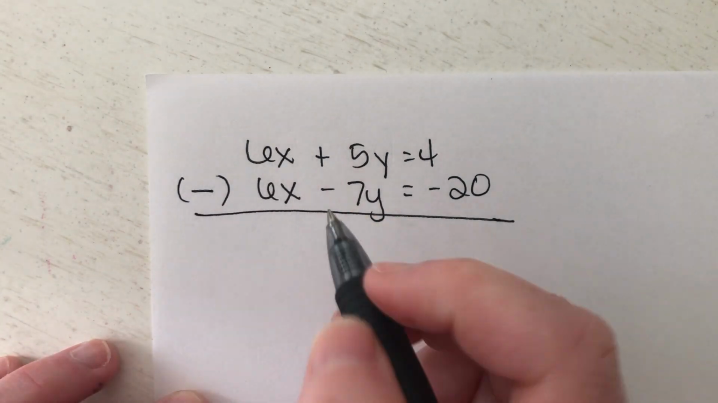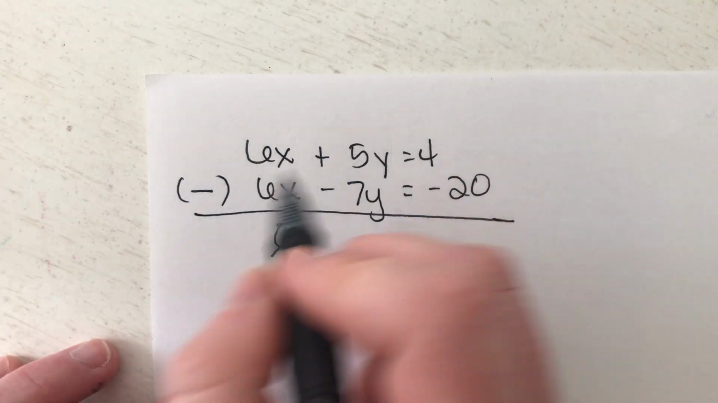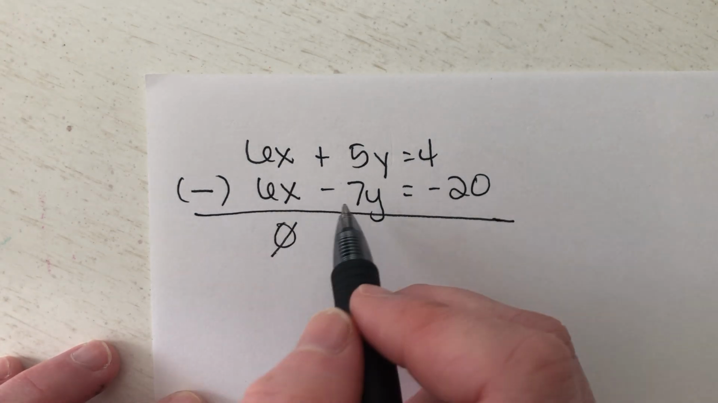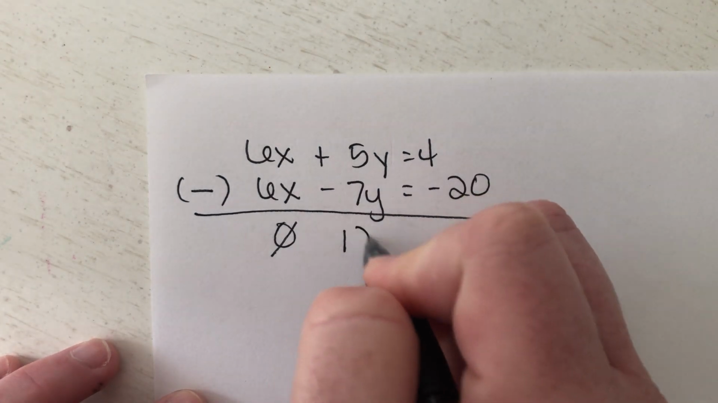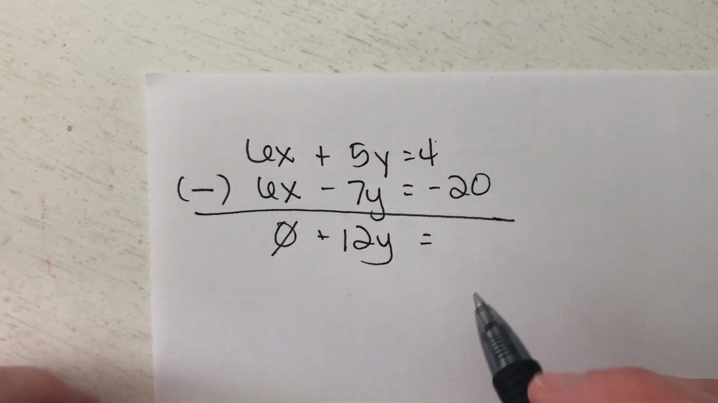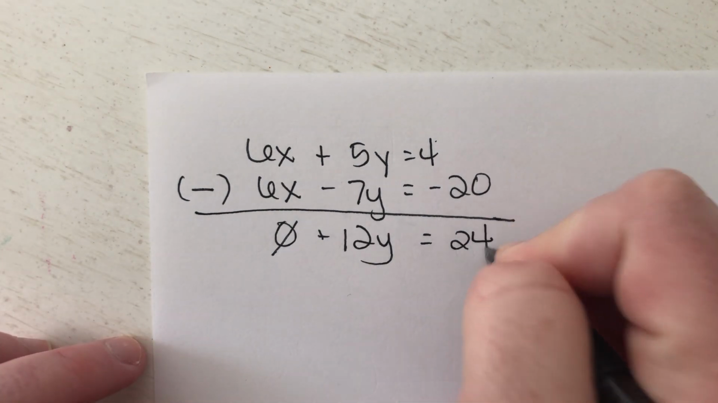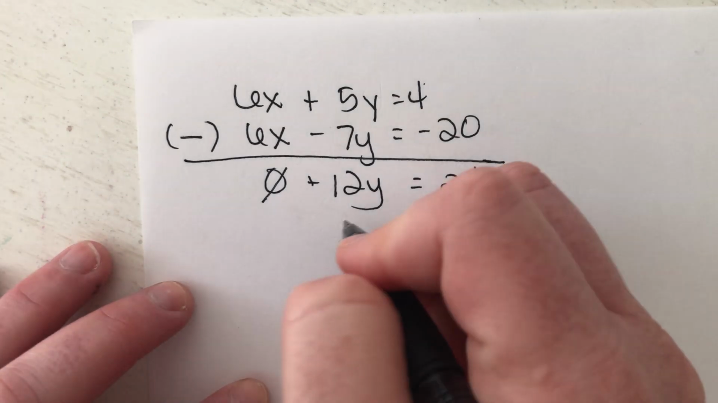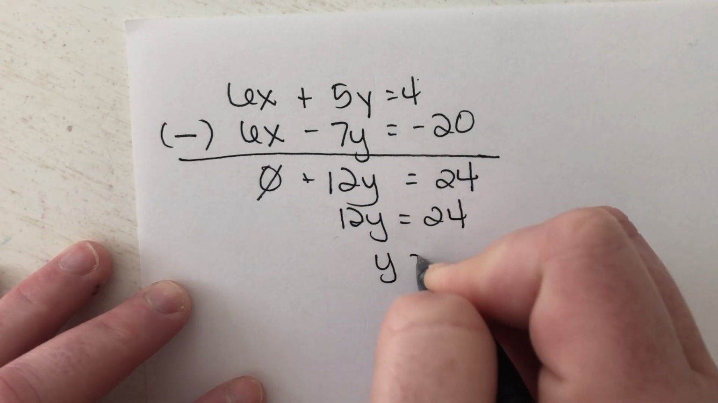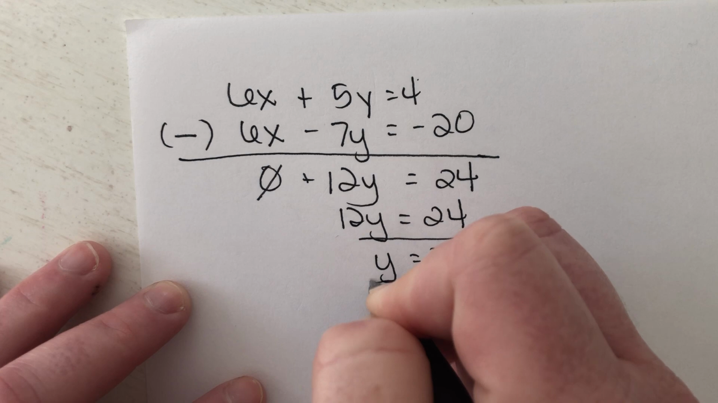Okay, so 6x minus 6x is 0. 5y minus negative 7y is really 5y plus 7y, which is 12y. And then 4 minus negative 20, it's a double negative, so it's really a plus, gives us 24. So we've got 12y equals 24. Divide by 12, and y is going to equal 2.